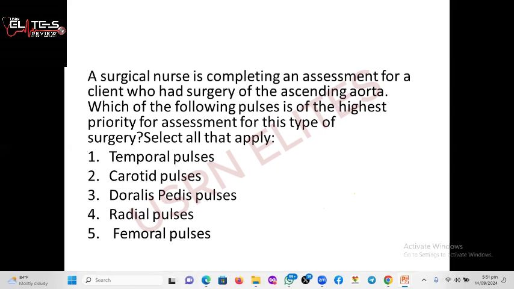All right. So we have a surgical nurse completing an assessment for a client who had surgery of the ascending aorta. Which of the following is of the highest priority for assessment for this type of surgery? It's a SATA. You have temporal pulses, carotid pulses, dorsalis pedis pulses, radial pulses, and femoral pulses.